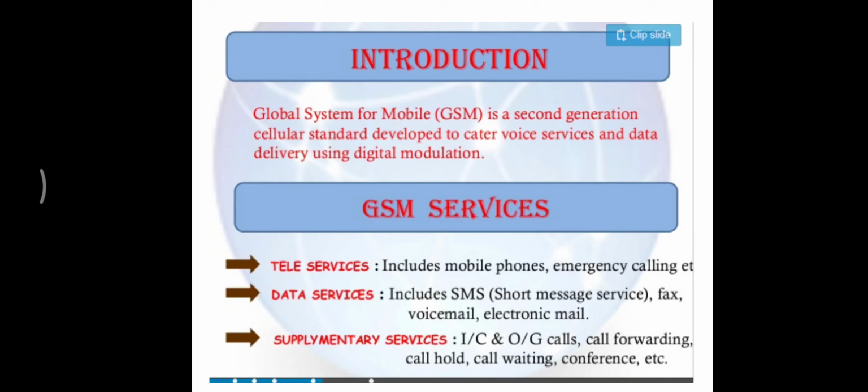Now we'll discuss GSM. What is GSM? Global System for Mobile Communication. It is in the second generation. It provides voice and data services. GSM services include tele services, data services, and supplementary services. Tele services include mobile phone, emergency calling, etc. Data services provide SMS, fax, voice mail, electronic mail, etc. Supplementary services like incoming calls, outgoing calls, call forwarding, call holding, call waiting, and conference calls can be done using GSM.